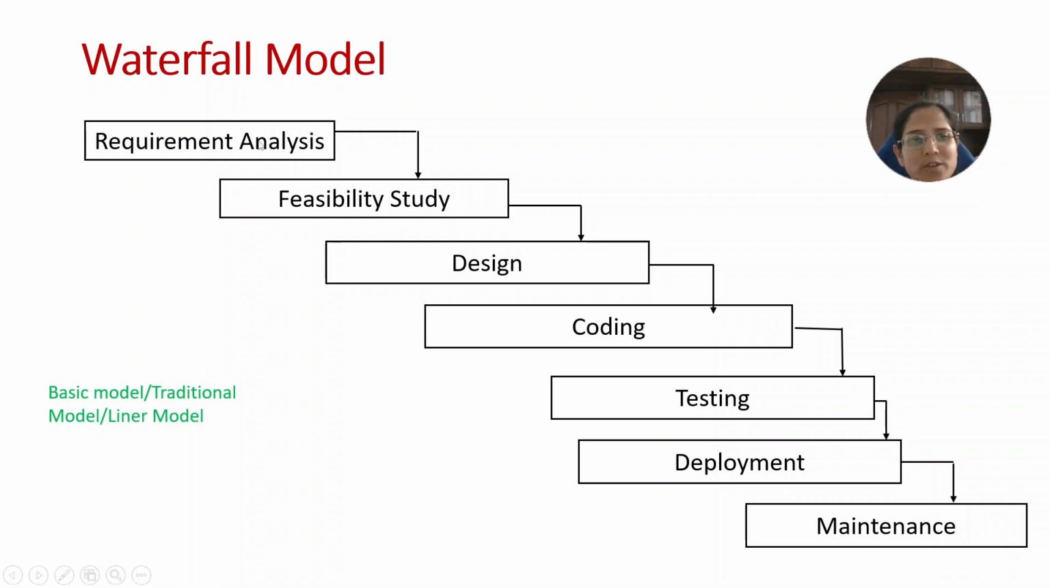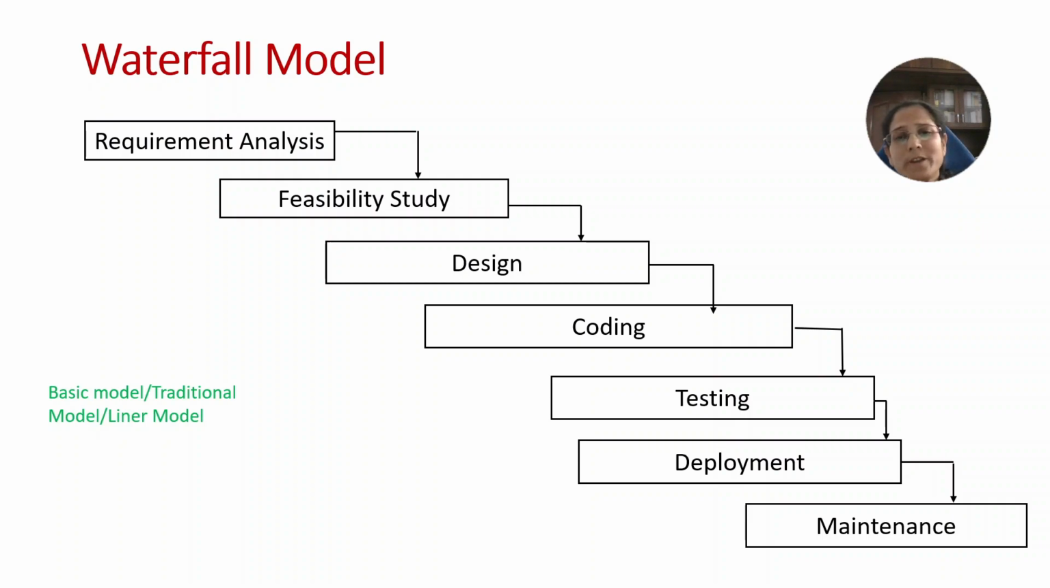In the requirement analysis phase, the BA or business analyst will get the requirement from the customer, and the requirement will be gathered and finalized. Once this requirement analysis is done, it will go to the feasibility study phase. In this phase, we will be doing the feasibility check. We will discuss whether the customer requirement is feasible or not from the technical perspective, from the resource perspective, and from the financial perspective.